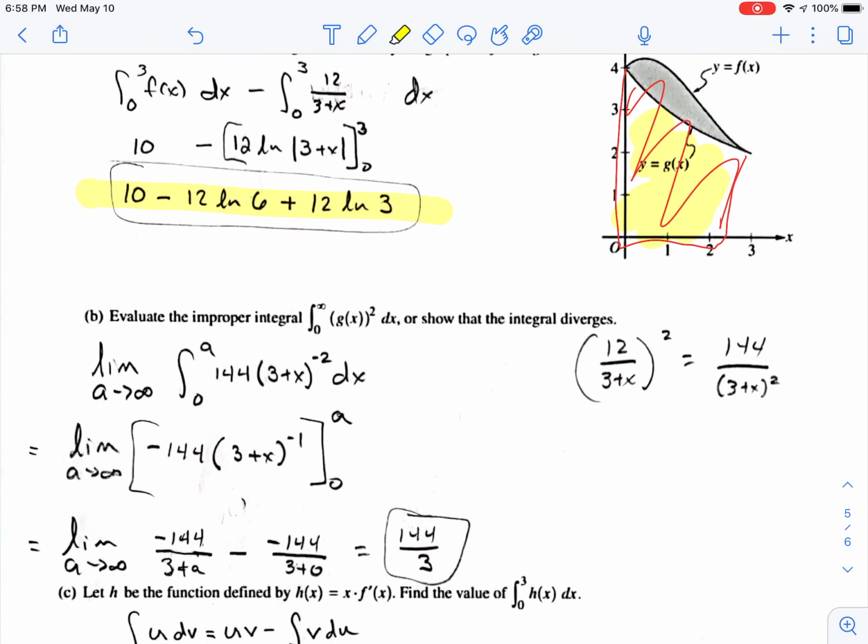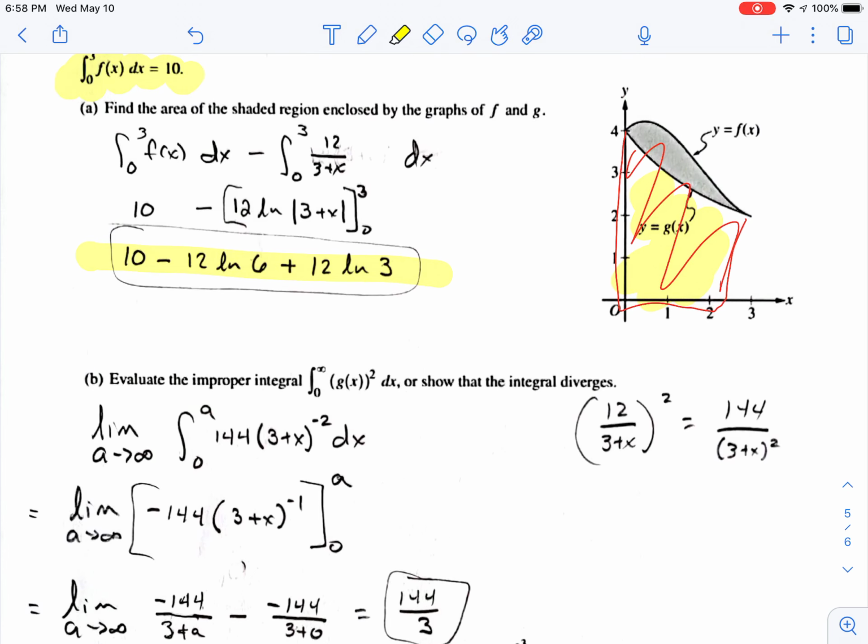Evaluate an improper integral or show that the integral diverges. All right, so first off, you had to make sure you understood what g squared was and didn't get crazy with that and just realize that is just 144 over x^3 plus x^2. You don't want to FOIL or multiply this out. It is a much easier question if you don't do that. And so you can just realize that's going to be your integrand, integrates to this.